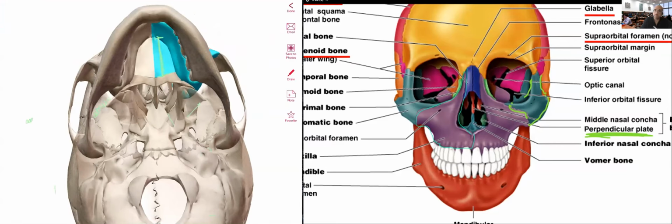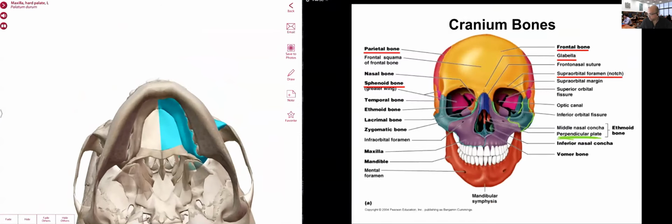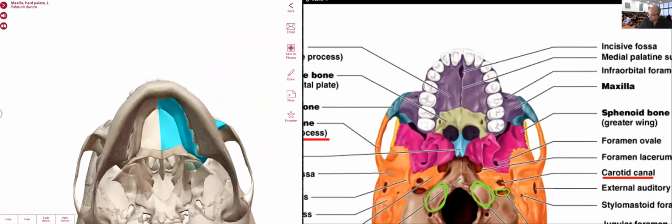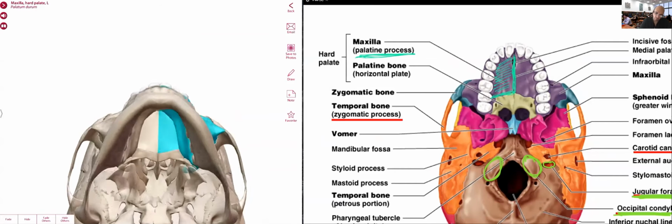The anterior two-thirds of the hard palate is part of the maxillary bone or the maxilla. So what do we call this? This is my palatine process. The anterior two-thirds of the hard palate is part of my maxillary bone. And again, what do we call this part of the maxillary bones that forms the anterior two-thirds? It's going to be the palatine process. This is my palatine process.